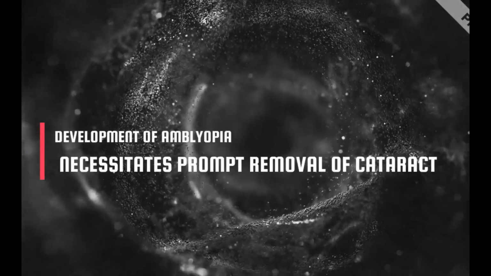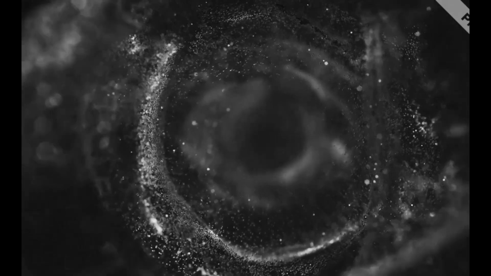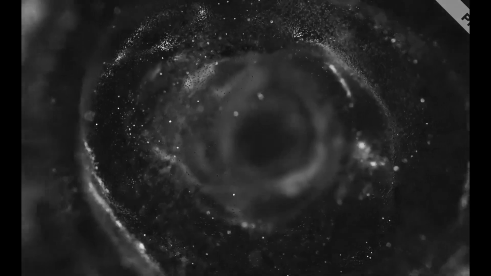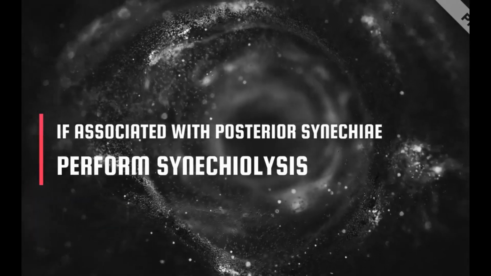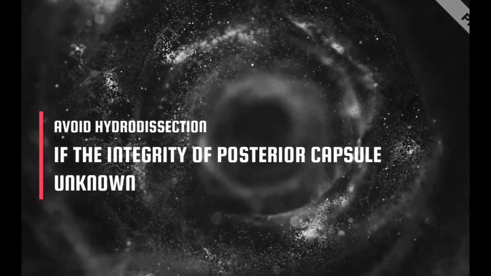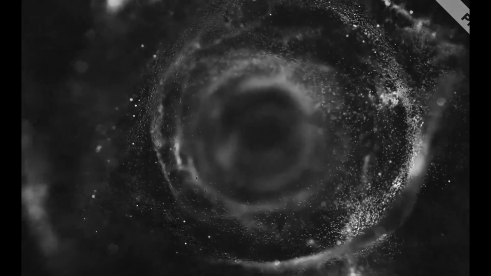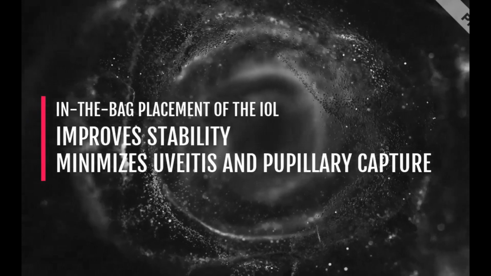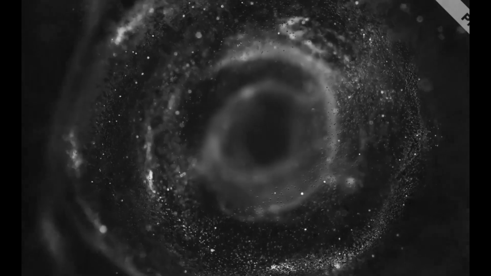If synechiae is present, synechial lysis has to be performed, and it is better to avoid hydrodissection if the posterior capsule integrity is not known. Placement of the IOL in the bag improves implant stability, minimizes uveitis and pupillary capture, and delays PCO formation.